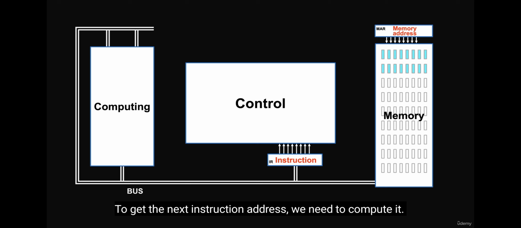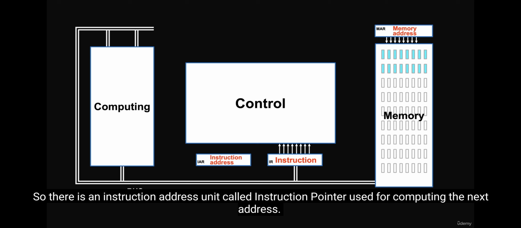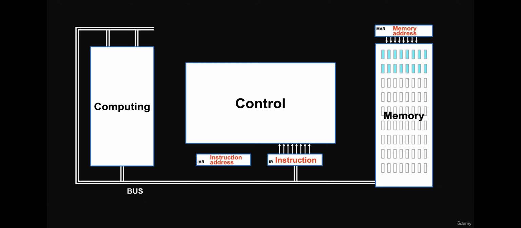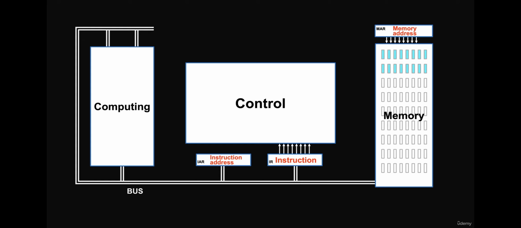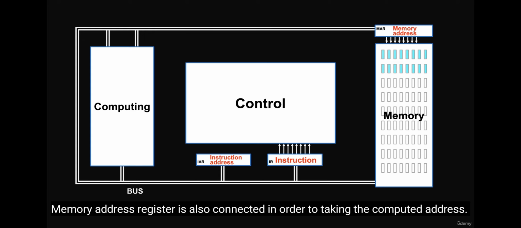To get the next instruction address, we need to compute it. So there is an instruction address unit called the instruction pointer, used for computing the next address. It's connected to the bus in order to move in or out the computed address. The memory address register is also connected in order to take in the computed address.